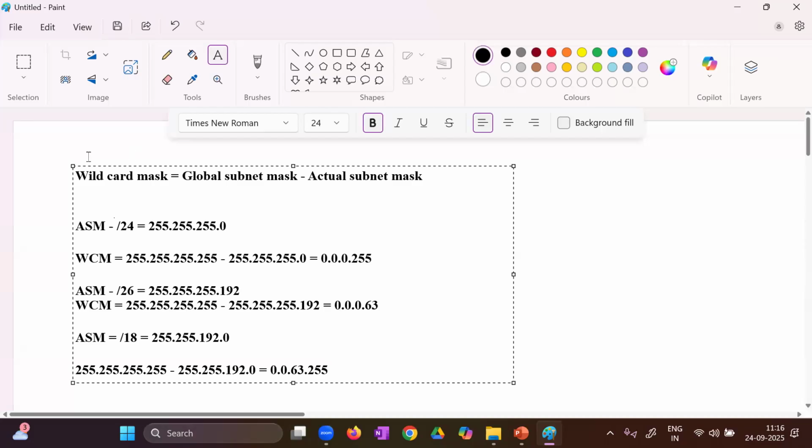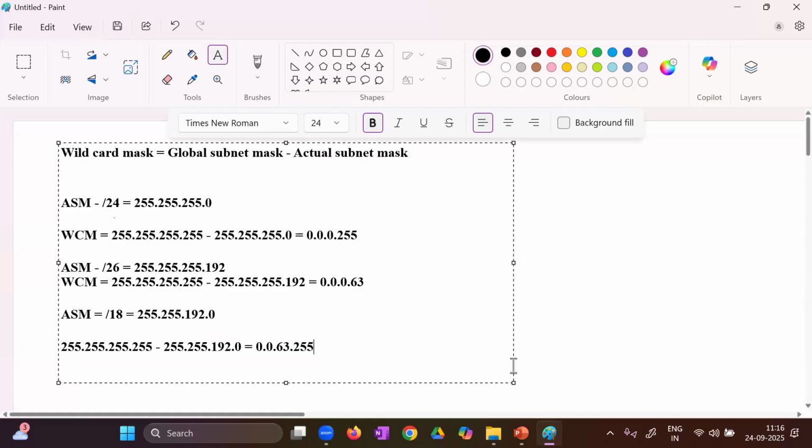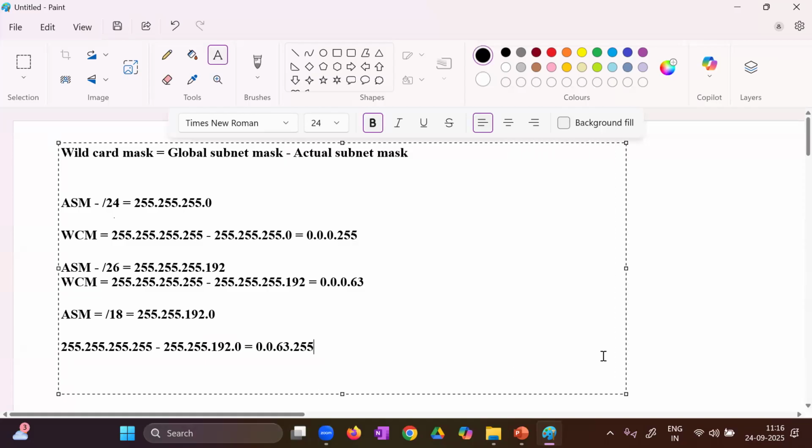First, calculate some wildcard masks, then we'll write all the properties of the wildcard mask. Calculate for slash 25, then slash 30, then slash 10, and slash 16 or 28, you can write. Solve these four and try to find the wildcard mask for all of them. Do it fast, because after this, when we start configuring OSPF, we need to write this wildcard mask.